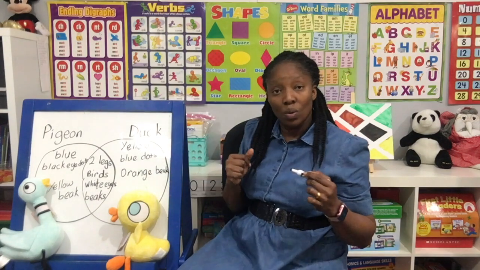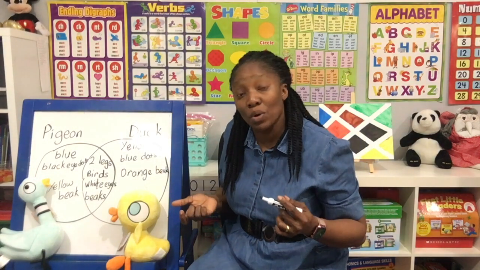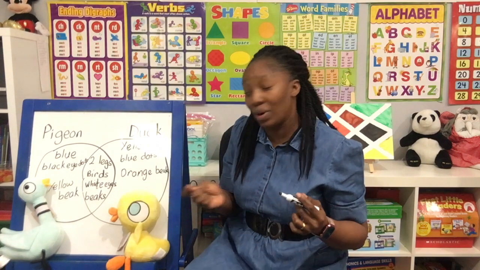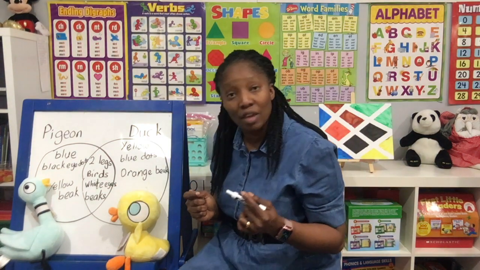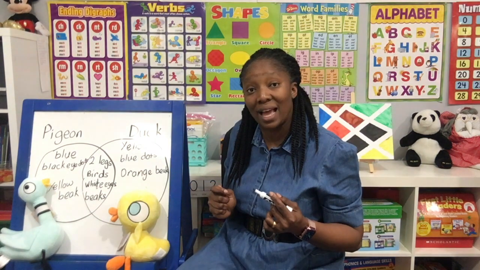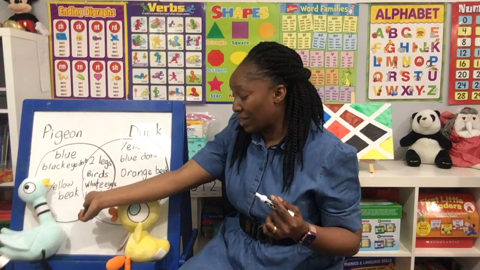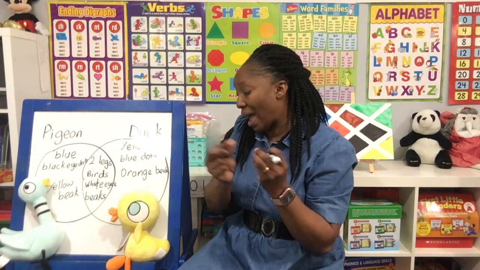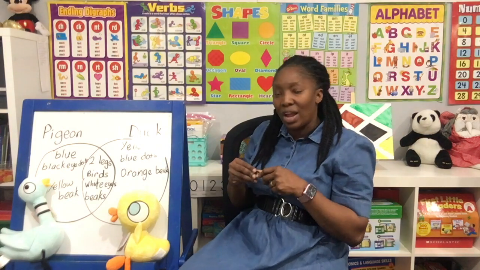Okay. Well, and another thing about both of them is that they both have wings. Where would I put that? If I say they both have wings, where will I put that? Yes, I will put that in the middle because it's what both of them have. So this is how we compare and contrast.